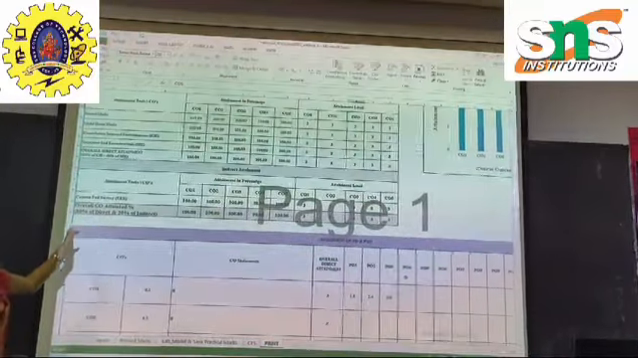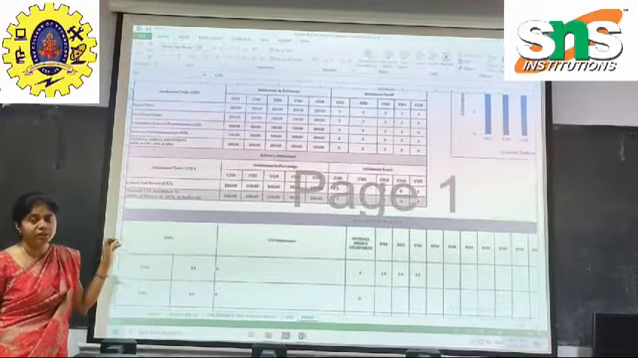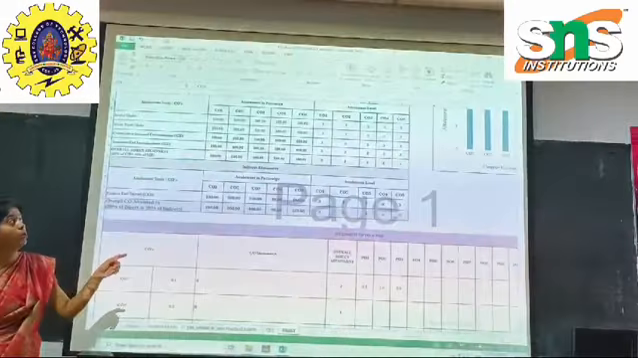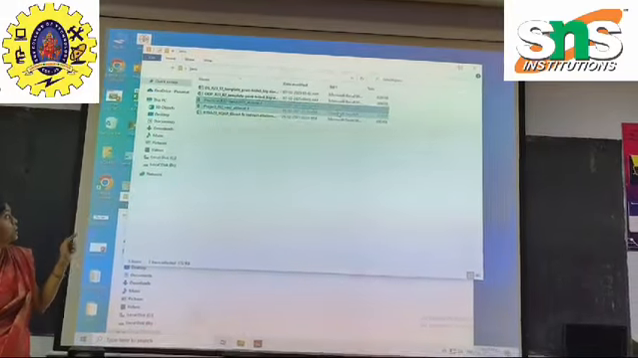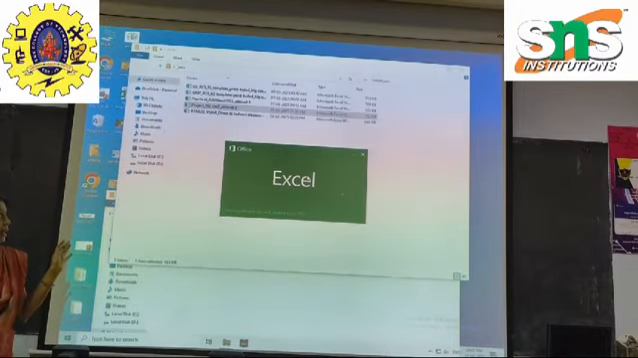And for attainment, we have calculated 80% from direct and 20% from indirect. In the same fashion, it will be calculated. Next, we are going to see about the project, how the marks are to be filled for project CO attainment.